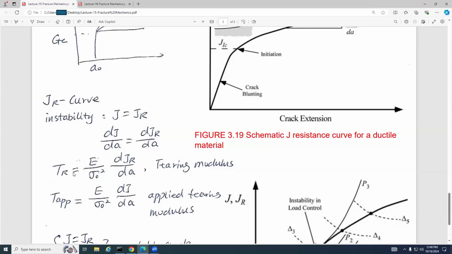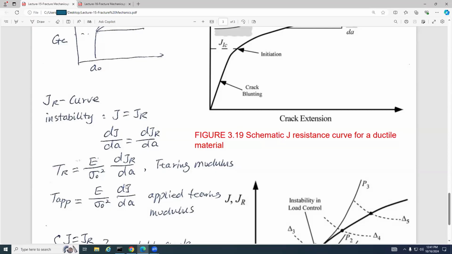So here is one value, T_R, and T_R is written as dJ_R/da times E over sigma_0 squared. And as I said, sigma_0 here is the reference stress value. It usually equals the yield strength. If you have not written this down, I would suggest you write this down. So sigma_0 is the reference stress value, and it usually equals the yield strength sigma_ys.